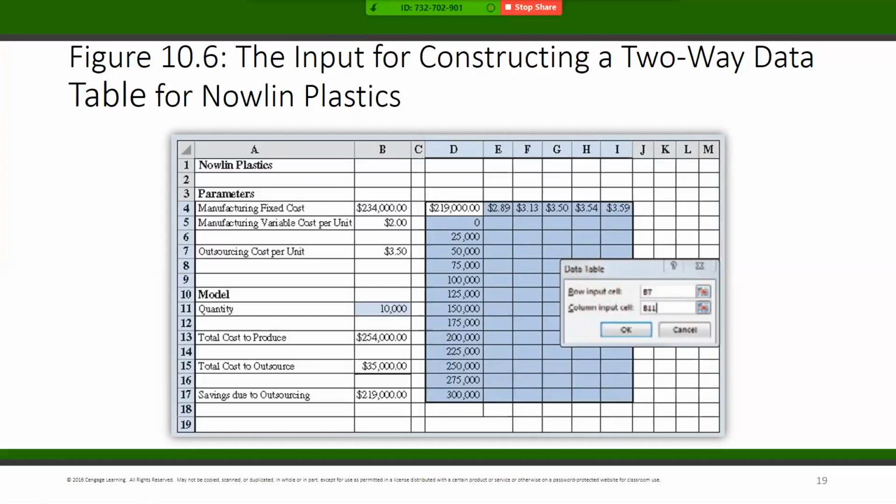And then the Data Table dialog box appears. We're going to enter B7 into the row input. Okay, B7 is this, and that's what goes into here. And then B11 in the column input cell. So B11, which is going to be our quantity, goes here. And then we're going to click OK. And then Figure 10.6 shows the selected cells in the Data Table dialog box here. So that's what's going to all happen.